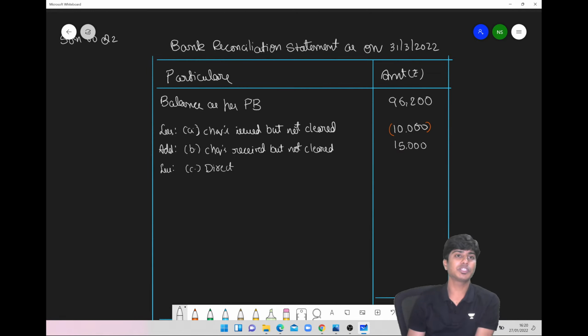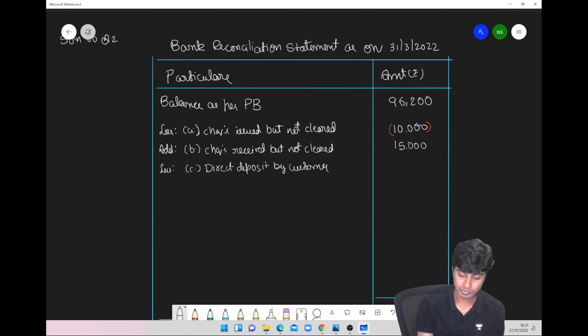What is the amount of direct deposit by customer into bank account? 3,000. I will deduct it.